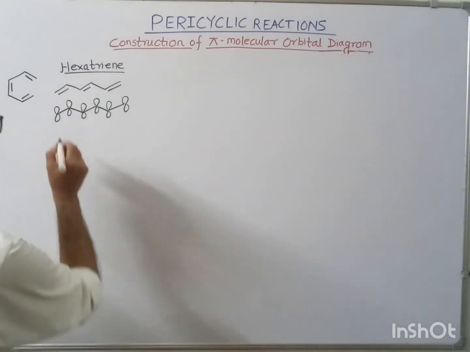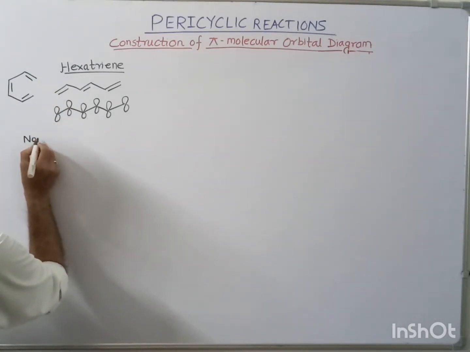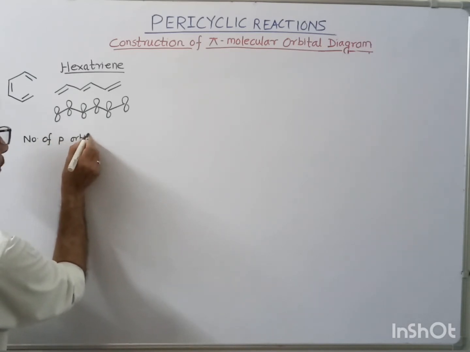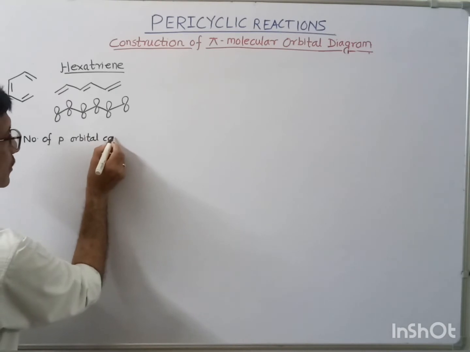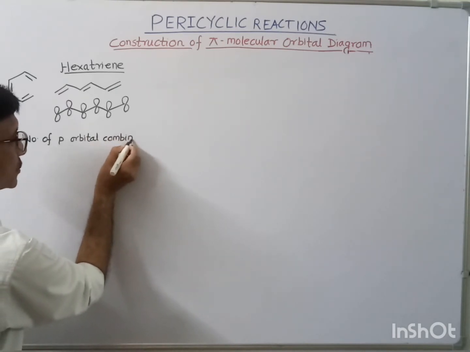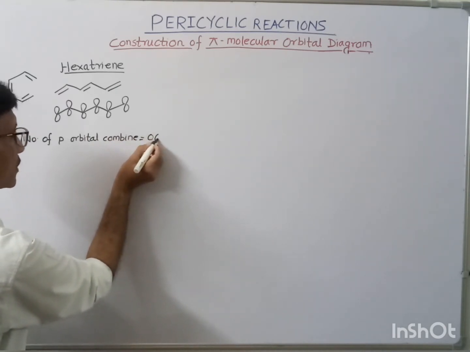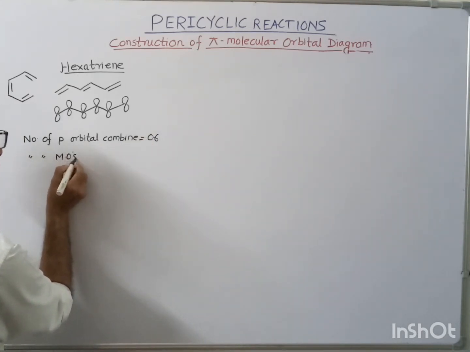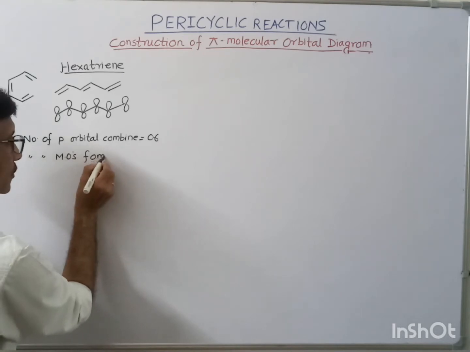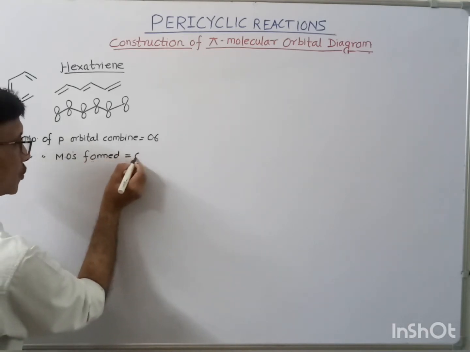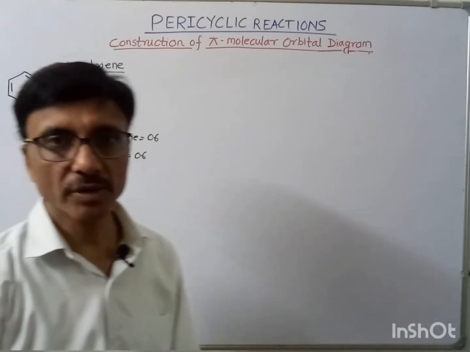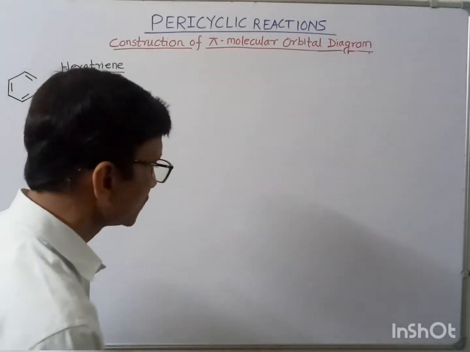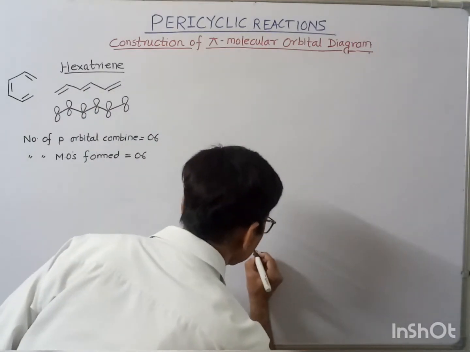So the number of p orbitals in hexatriene that will combine is equal to 6, and the number of molecular orbitals formed will also be equal to 6. So 6 molecular orbitals are present. So we can show the 6 molecular orbitals.